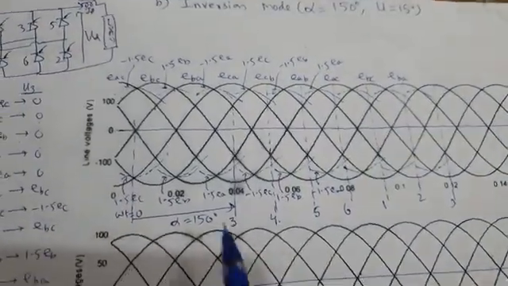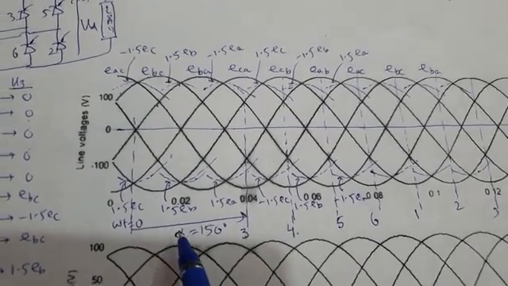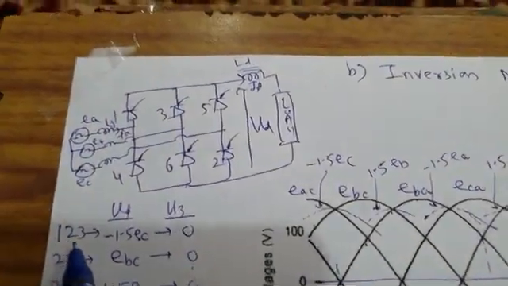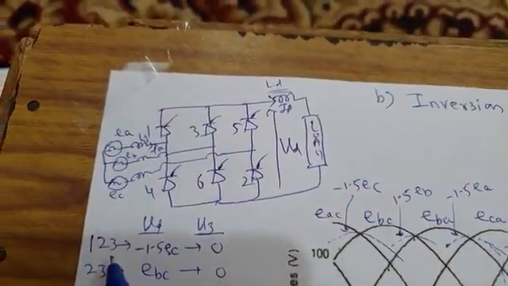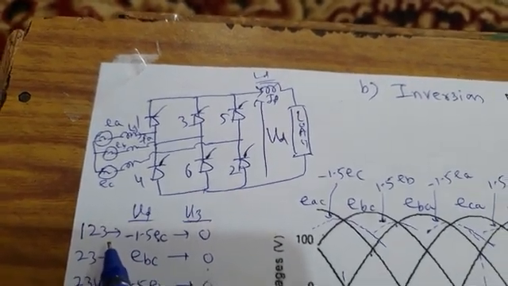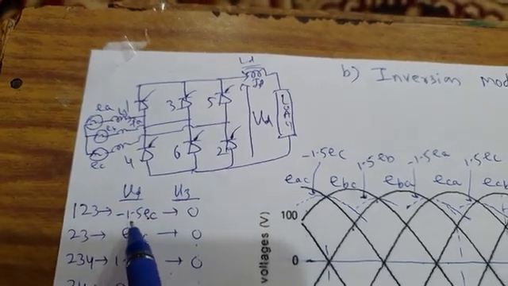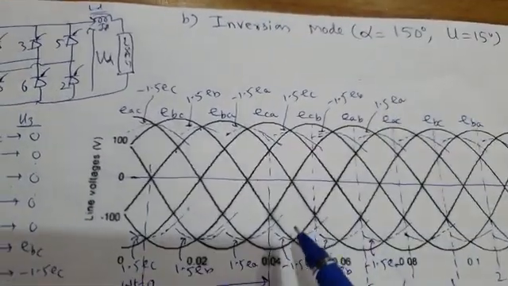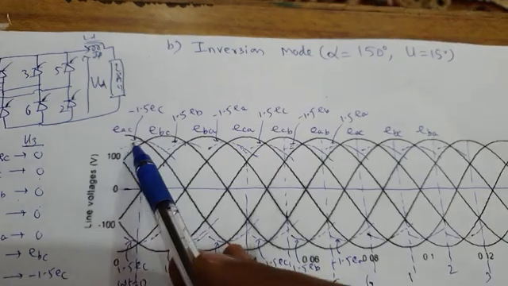Okay, fine. Now after a delay of 150 degrees, valve 3 is fired. So the 1, 2, 3 valves will conduct. And they will conduct for 15 degrees, that is from 150 degrees to 165 degrees. And my load voltage during that period is minus 1.5 EC. What is minus 1.5 EC?